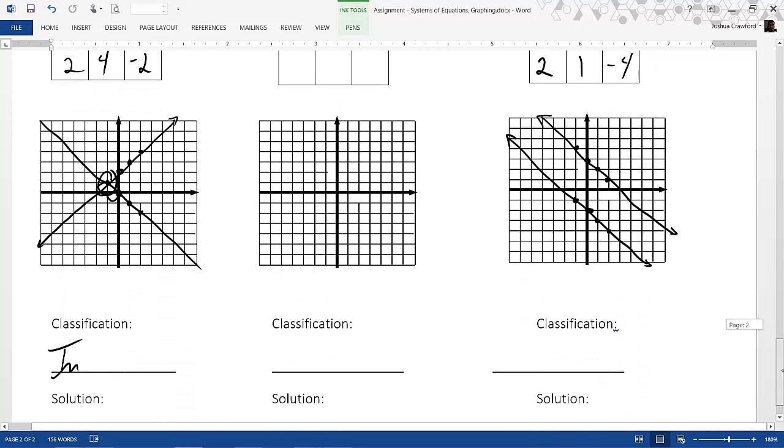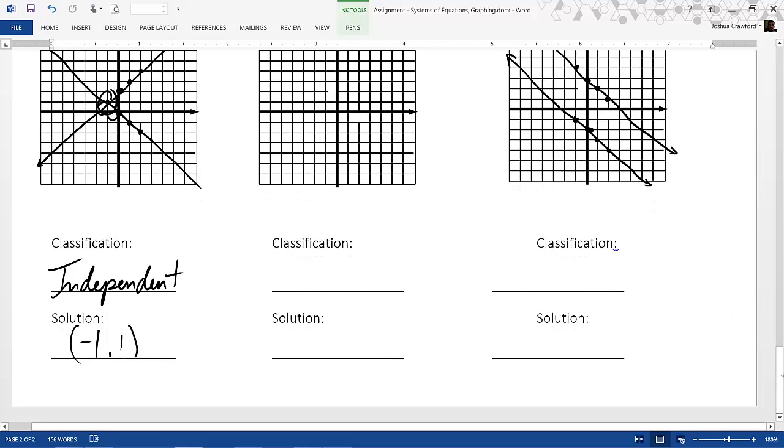And those turn out to be parallel. And parallel lines are called inconsistent. And they have no solutions.